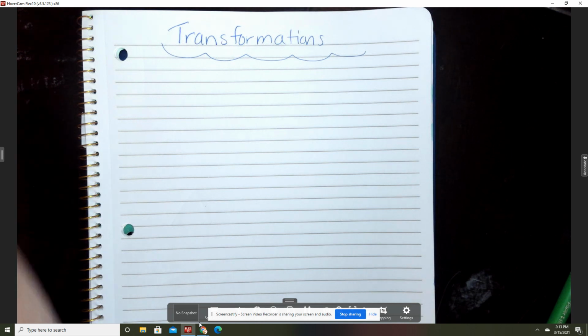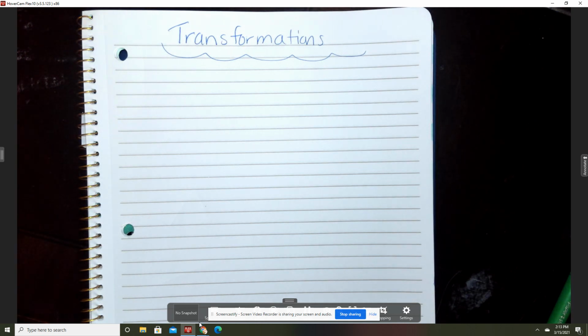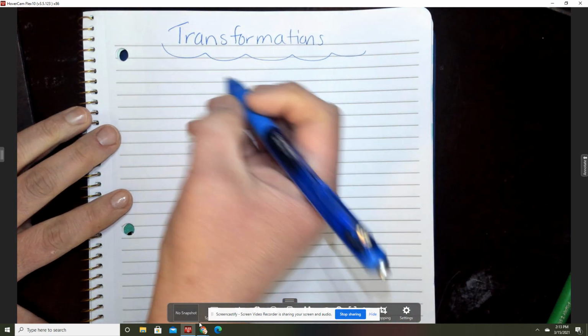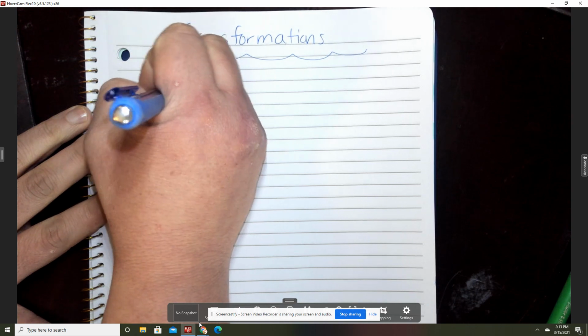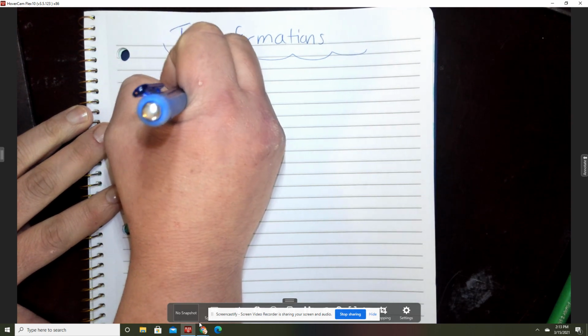Okay, so this is what we're talking about. We're talking about moving a shape. All right, so we're going to move a polygon by rotation. So there are three ways. Rotation is the first one we'll talk about.